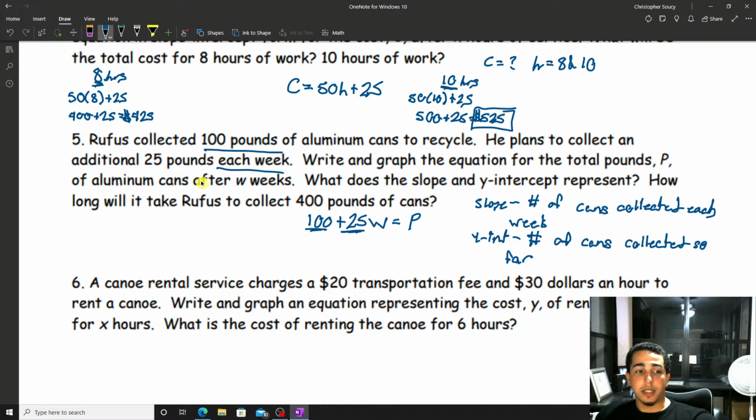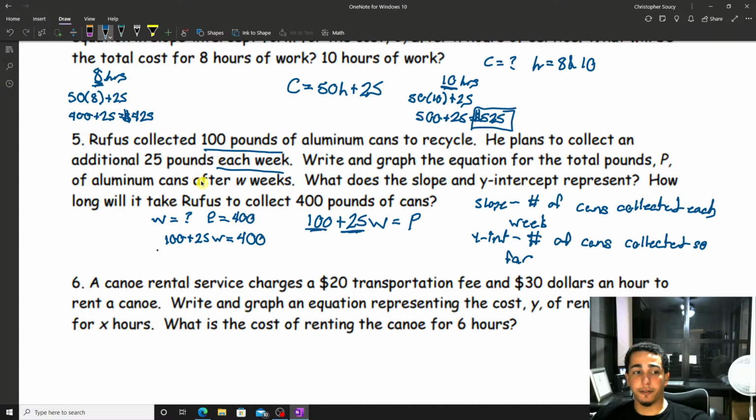How long will it take Rufus to collect 400 pounds of cans? So we want to know what is W, how long will it take, when the number of pounds equals 400. So instead of P, we're going to plug in 400. We'll have 100 plus 25W equals P, which is going to be 400.